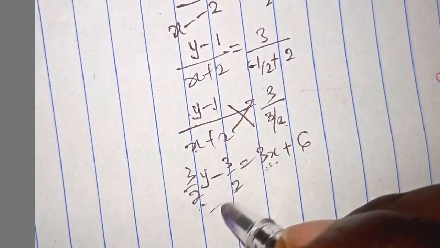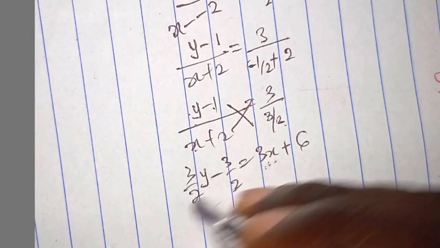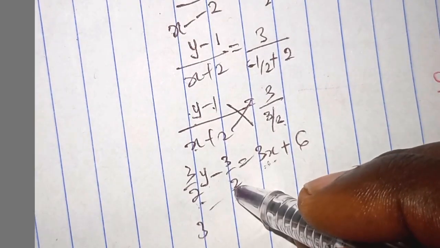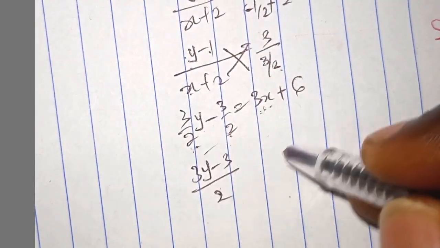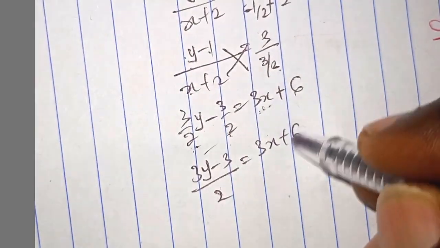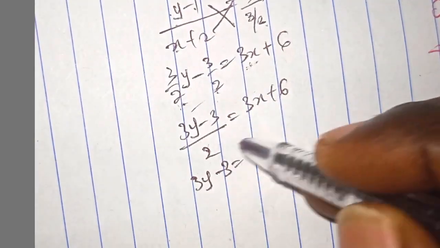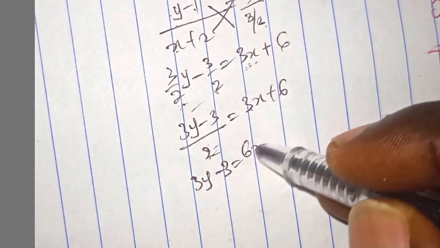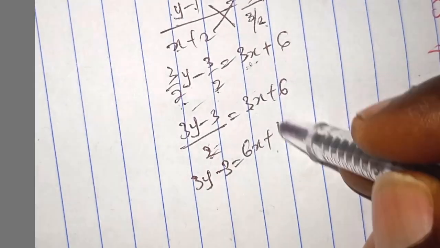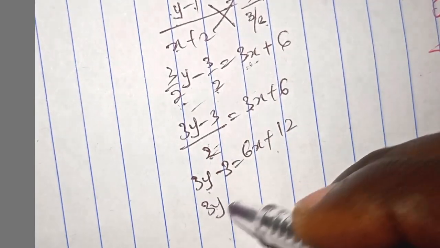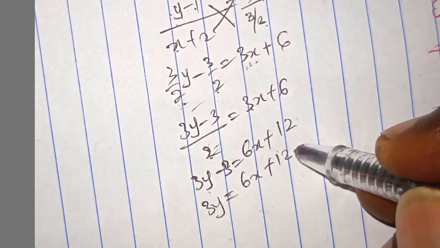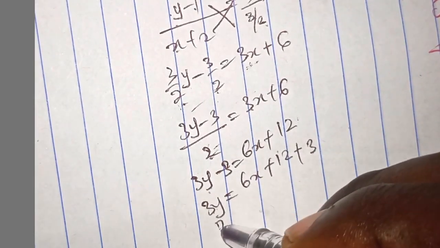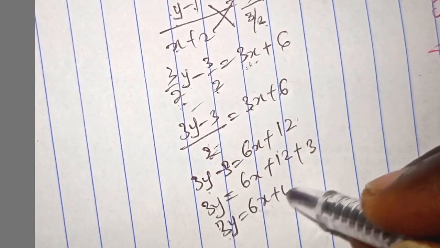Or just simplify. The bottom part is 2. Just write 3y minus 3. Pick only one 2 at the bottom part like this. This one will be 3x plus 6. Then you can cross multiply. That will give you 3y minus 3 equals 2 times 3x, 6x, plus 2 times 6, which gives you 12. Then 3y equals 6x plus, this 3 will come here, 12 plus 3. So that will be 3y equals 6x plus 15.